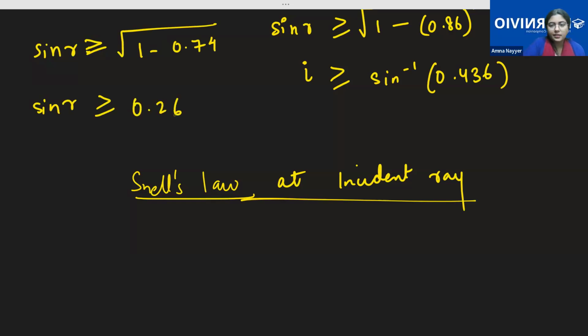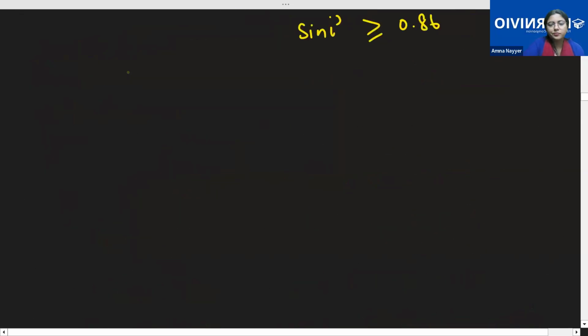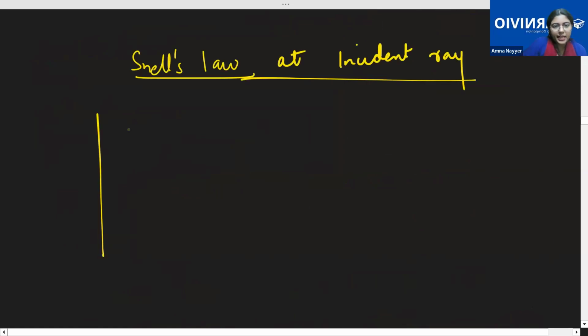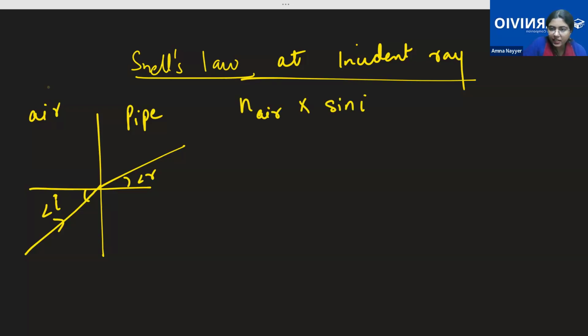Sine r is there. Now let's apply Snell's law here. What we actually require is the angle of incidence. I'm drawing it here. See, this is the pipe. This is air. Angle of incidence, which we have to calculate. Angle of refraction, where we know sine r's value. So refractive index of air into the sine of i is equal to refractive index of this pipe, that's the pipe that is coming here, inner part, this part you will take, into sine r.